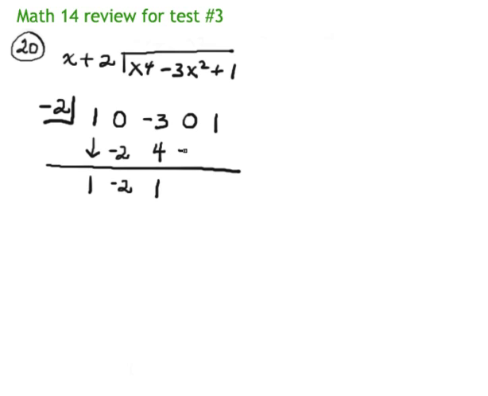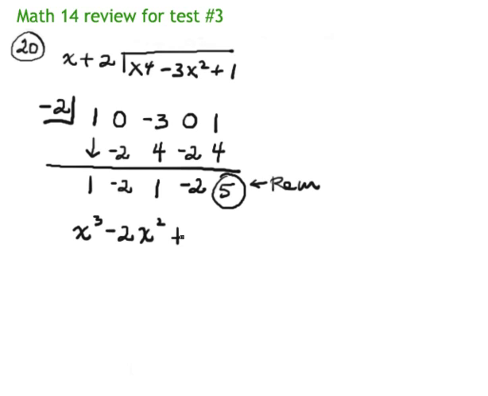Minus 2 times 1 is minus 2. And add. And here we have minus 2. Now multiply and we have a plus 4, and add and we have 5. This is our remainder. And these are the coefficients of our quotient. So our quotient will start with x cubed, okay, because we go down one exponent. So that would be 1 times x cubed minus 2 times x squared plus 1 times x minus 2, and remainder 5.